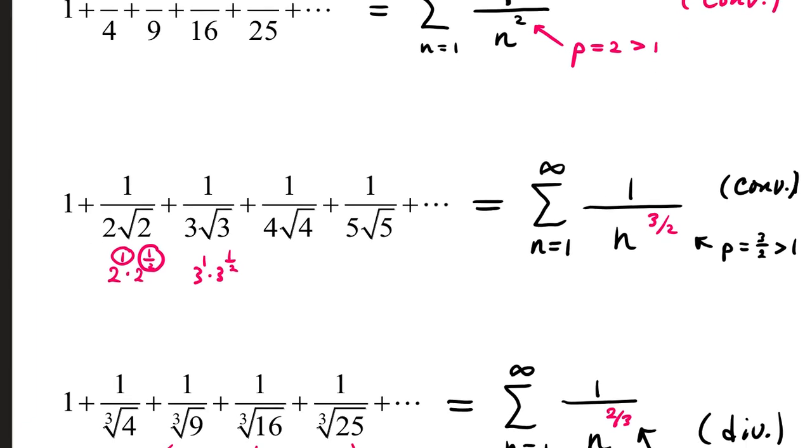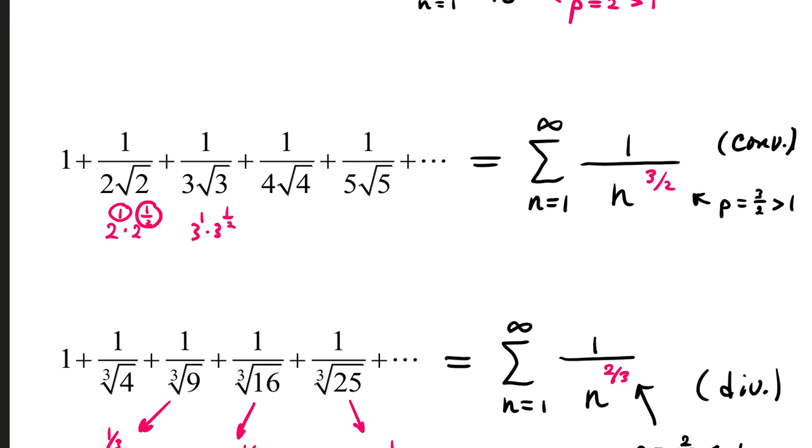In our second example, you always think of 1 as 1 over 1 if you need to. So we have 2 square root of 2, 3 square root of 3 in the denominators. That's 2 to the first, 2 to the half, 3 to the first, 3 to the half. When you multiply like bases, you add their powers. 1 plus a half is 3 halves. That is larger than 1, so this geometric series converges. No, I said geometric. I meant p-series. Sorry, it's been a long day. This p-series converges.